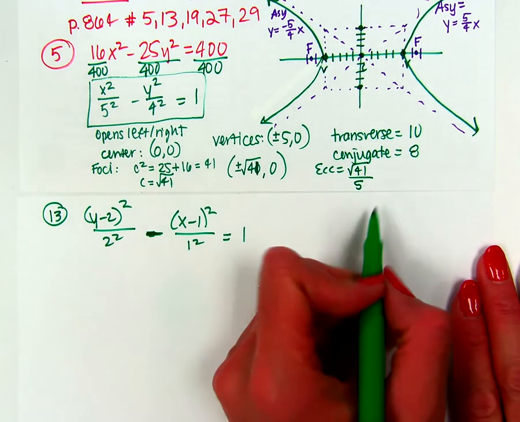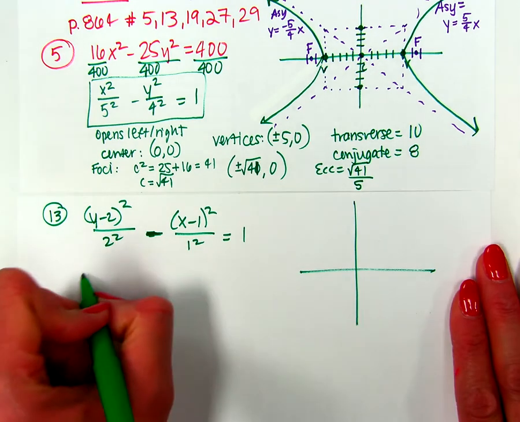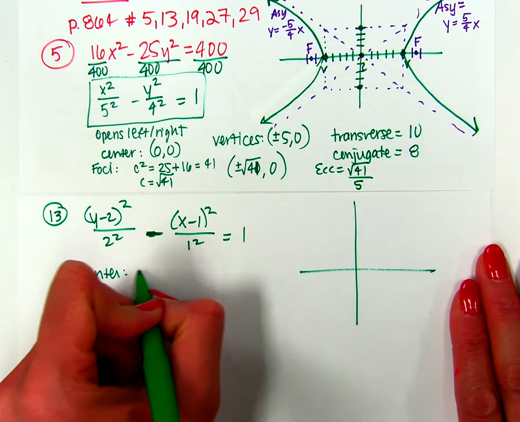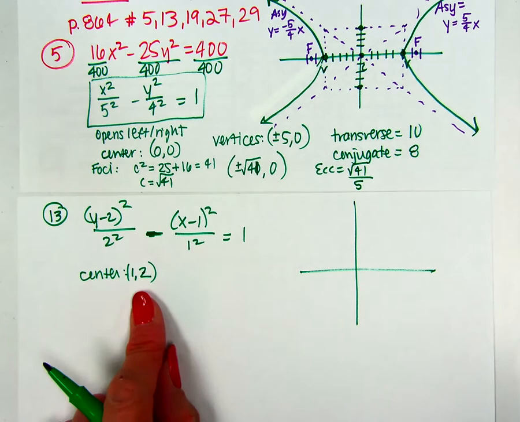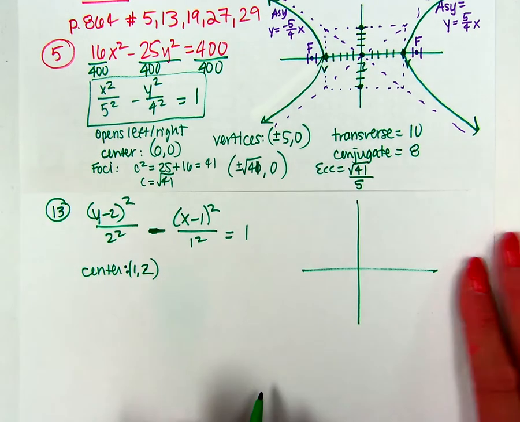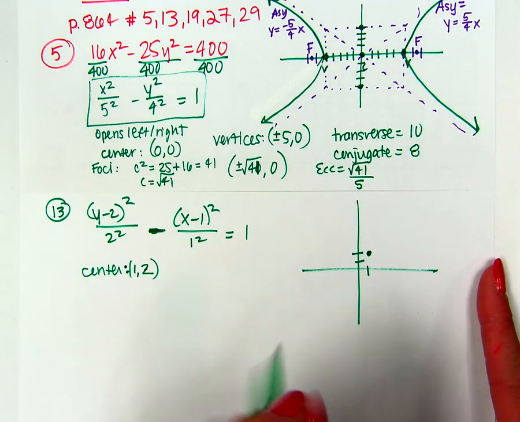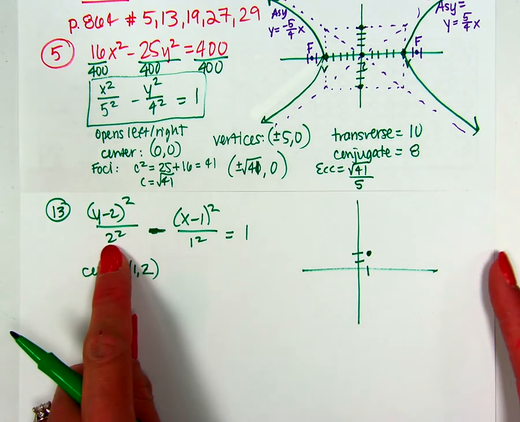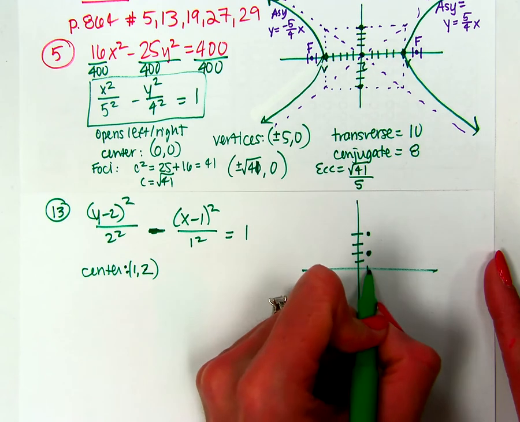Now notice that it starts with a y, so this one's going to open up and down. So we're going to start at 1 comma 2. So just like I almost did, be careful, your x coordinate has to come first. All right, so I'm going to start at 1 comma 2. Now from there, I'm going to go this much in the y direction, up 2 and down 2.